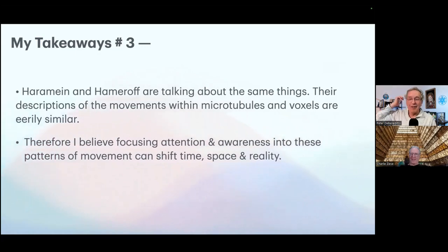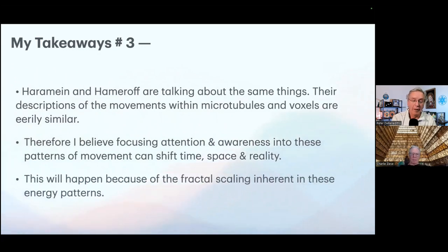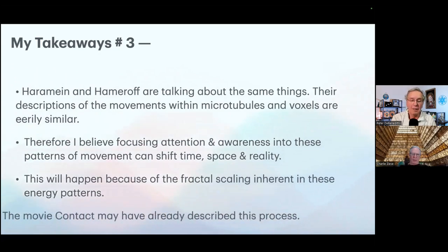So this is how you can move through time and space, because it all exists. Saying it's all connected in our linear idea of time doesn't really matter, because we've got these time crystals which show you all the different states it can be in all at once. This basically happens because of the fractal scaling inherent in these energy patterns.